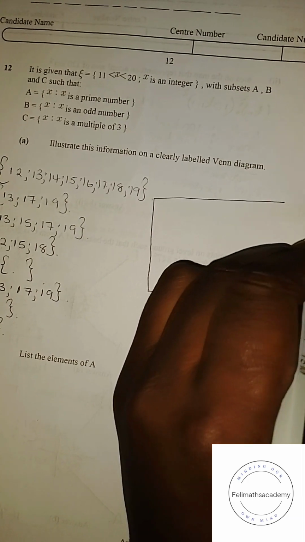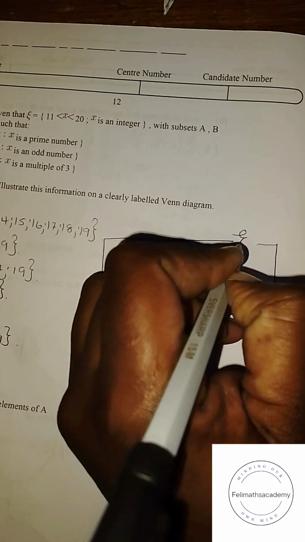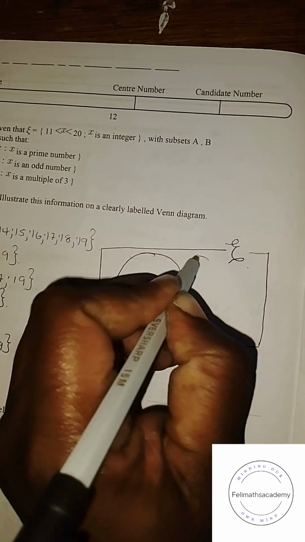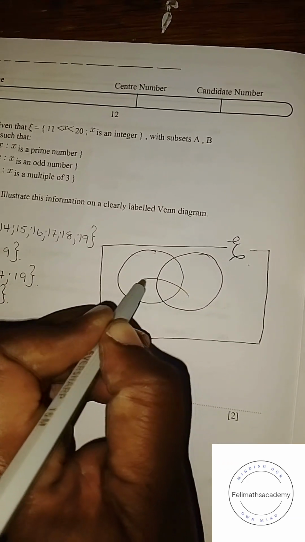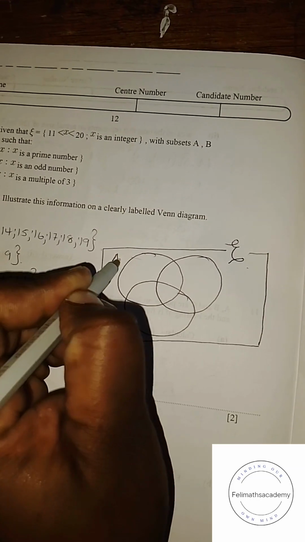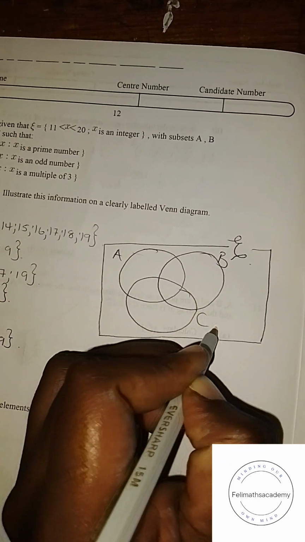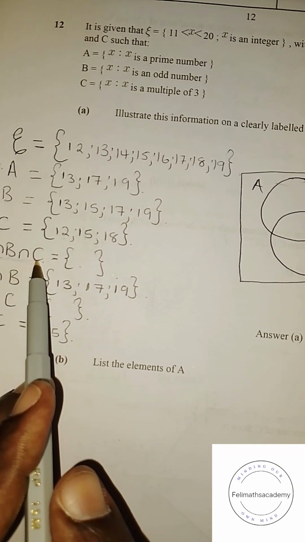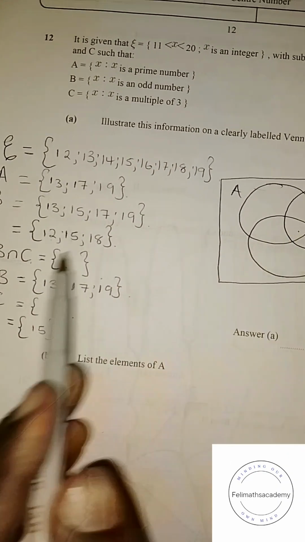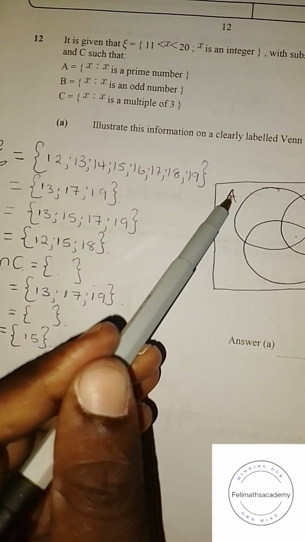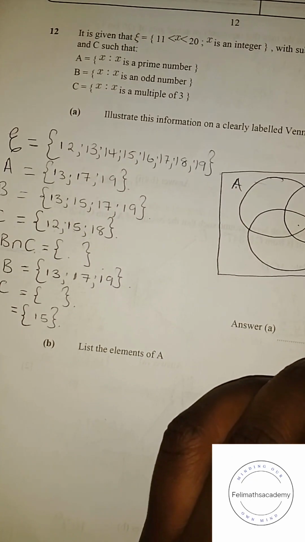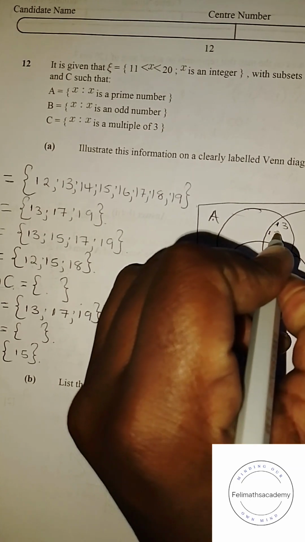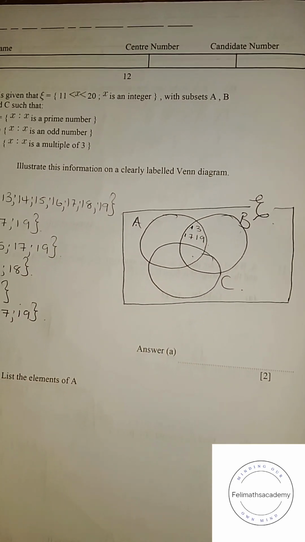So this is the universal set. Then we have set A, set B, and set C. So we start with our intersection. A intersection B intersection C is an empty set. A intersection B, we have 13, 17, and 19.